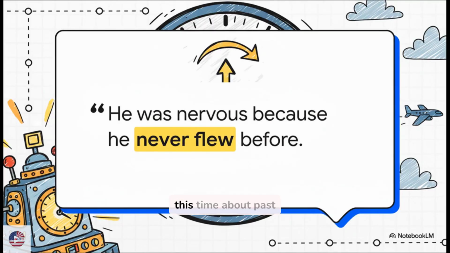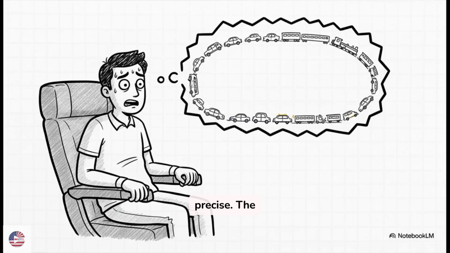Here's another one, this time about past experiences. He was nervous because he never flew before. Again, we get the general idea, but we can make the timing just a little more precise. The fix makes the reason for his nervousness so much clearer. His lack of flying experience covers his entire life up until that specific moment of being nervous for the trip. So we use the past perfect to put that never flying experience into the earlier past.